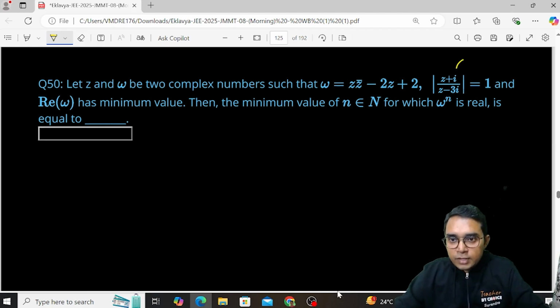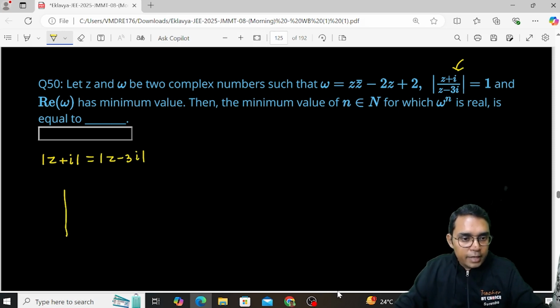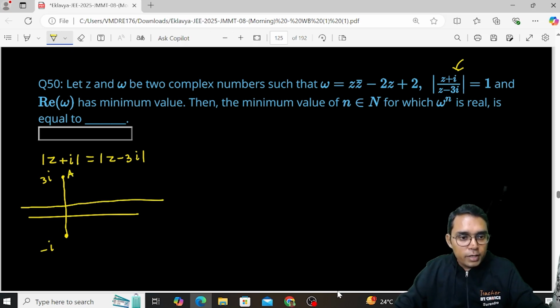Okay, I will start with this because if this is the condition, then we can say mod of z plus iota equal to mod of z minus 3 iota, which means this z will be such that its distance from minus iota and from 3 iota will be same. That means this z should be on a line that is the perpendicular bisector of the line joining these 2 points, and their midpoint will be, I think, just iota. So this line would be actually y equal to 1. Okay, so this z should be equal to x plus 1 into iota. Its imaginary part should be equal to 1.